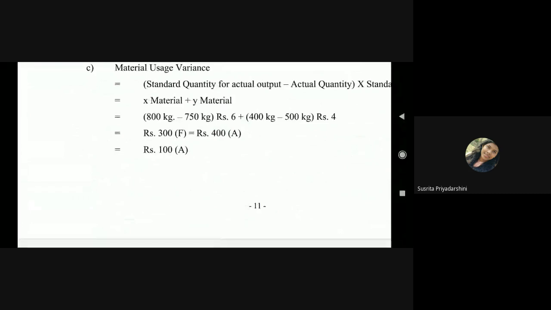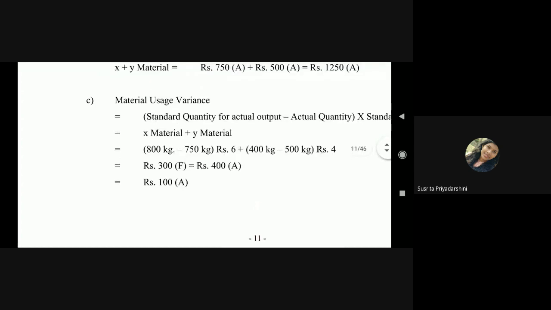So here 800 minus 750 multiplied by 6, that is the standard price, plus 400 minus 500 into 4. So ये आ गया 400 एडवर्स. ओके, सो दोनों को अगर हम चेक मल्टीप्लाई करके देखते हैं, तो ये हो गया हमारा 50 मल्टीप्लाइड बाय 6 300 प्लस ये माइनस 100 इंटू 4 400. सो एडवर्स आ गया 100.